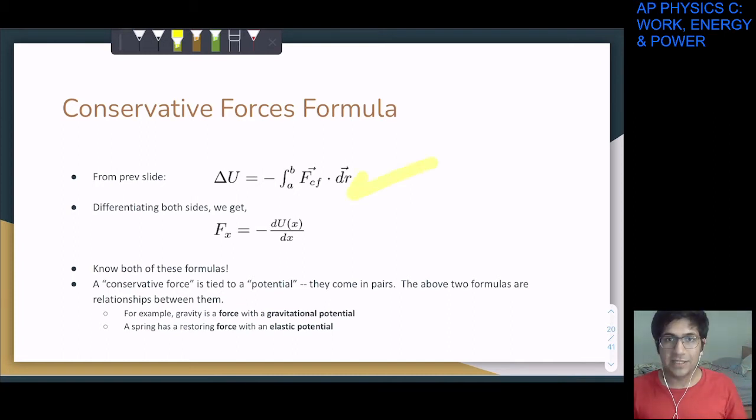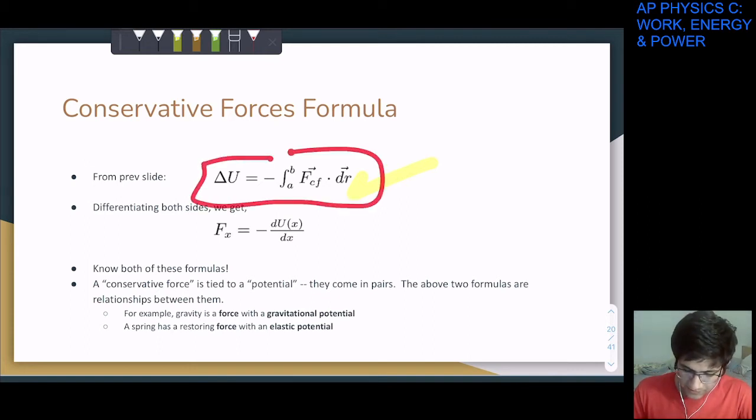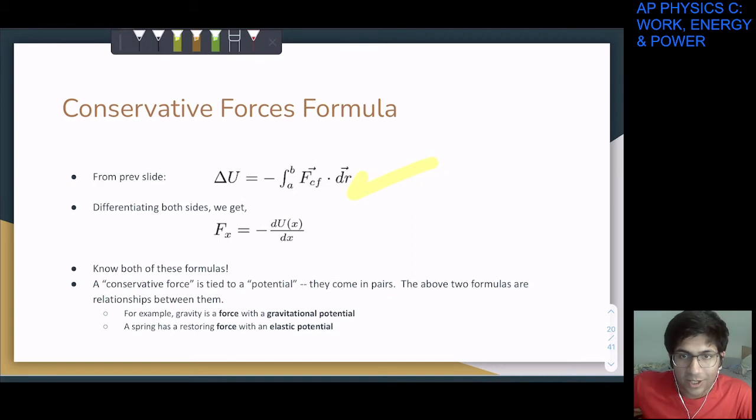This is from the previous slide, and if you differentiate both sides of the equation, you get this here, and over here you get F, and we put the minus sign on the other side. So these two formulas are equivalent, and we should know these formulas. They'll come up definitely in a multiple choice question. A conservative force is tied to a potential. They come in pairs. For example, gravity, mg, is a force with a gravitational potential, mgh. A spring has a restoring force, minus kx, with an elastic potential of 1/2 kx squared.